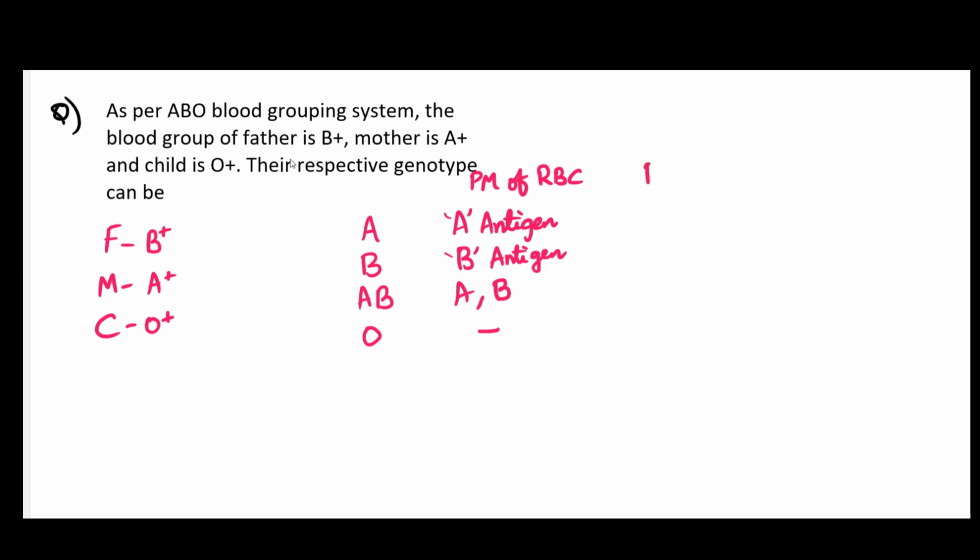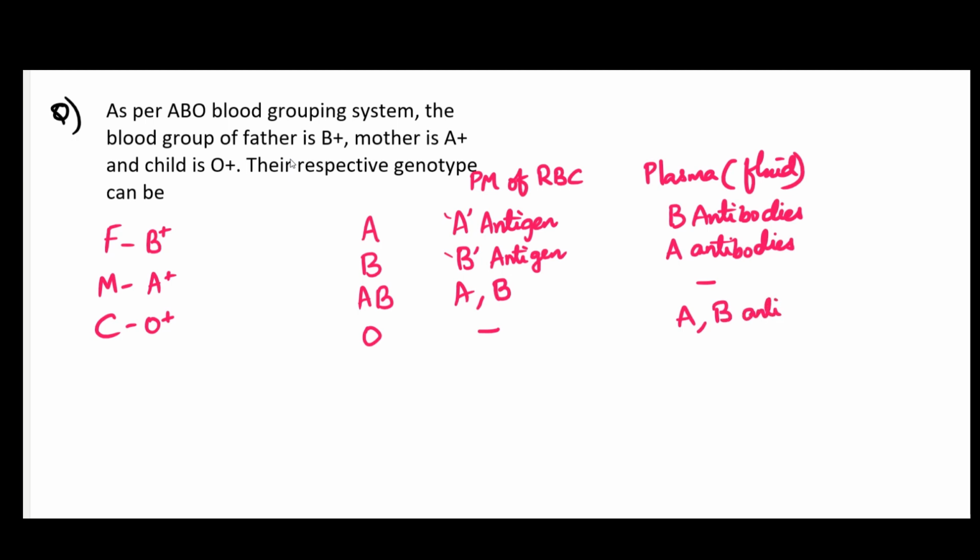Whereas in the plasma, in the blood plasma, that is the fluid part of the blood, a person with A blood group type has B antibodies. A person with B blood group has A antibodies. AB blood group does not have any antibodies. O blood group has both A antibody as well as B antibodies present in the plasma, that is the liquid part of the blood.